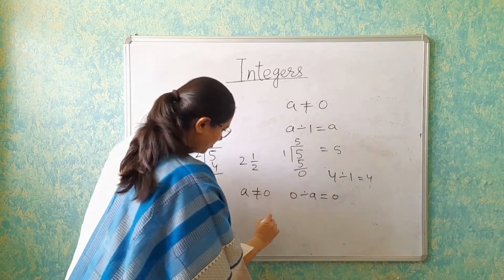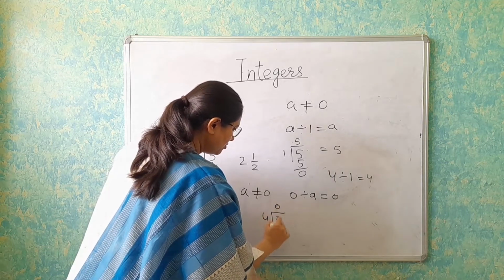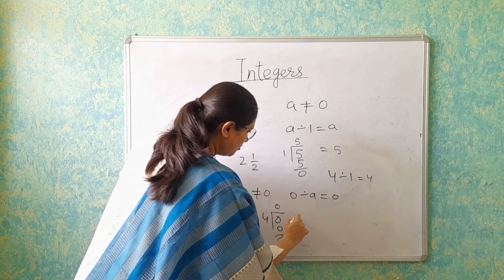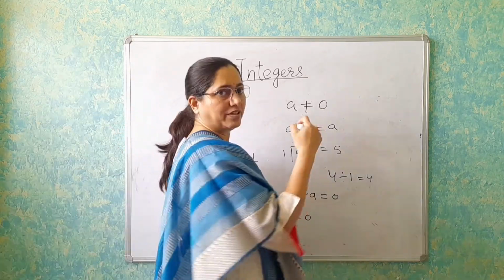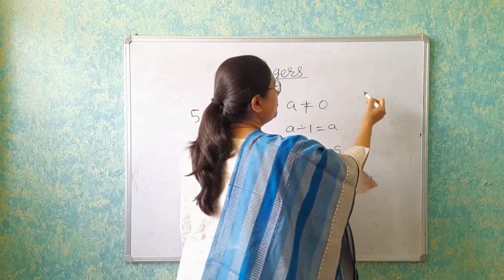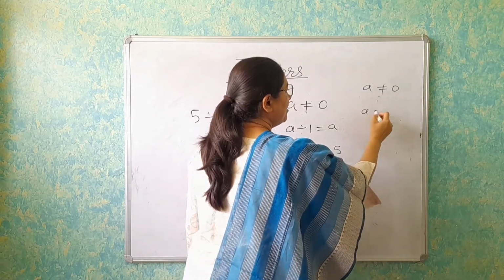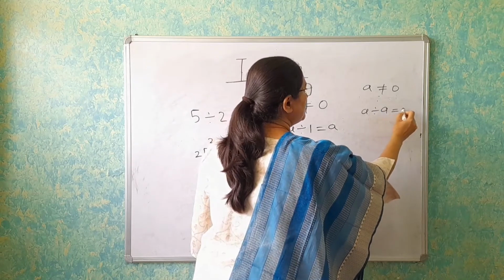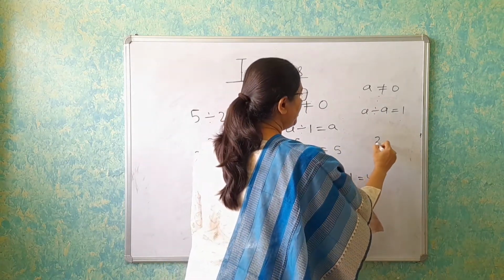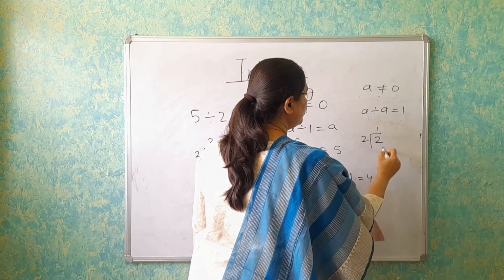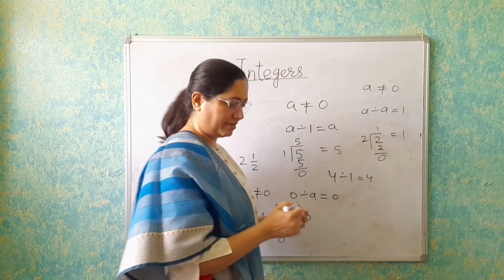Let's take an example. If I divide 0 by 4, 4 zeros are 0. So the answer is always 0. This is the third property. The next property is if a is not equal to 0 and I am dividing a by a, the answer is always 1. For example, if I am dividing 2 by 2, 2 ones are 2. So the answer is 1.